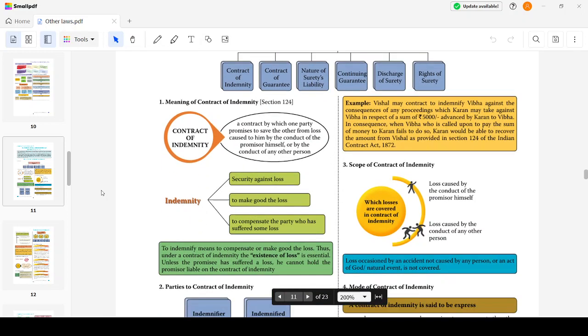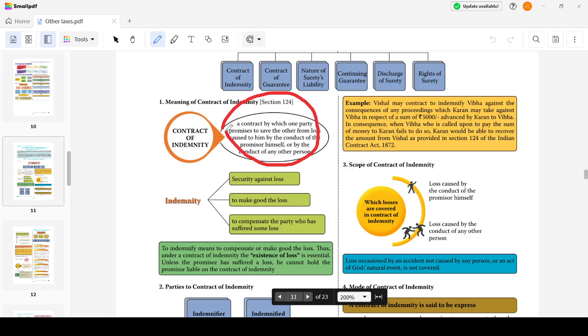So, meaning of contract of indemnity. It is a contract whereby a party promises to save the other from loss caused to him by the conduct of the promisor himself or by the conduct of any other person. I am going to indemnify you for any losses which you have suffered.